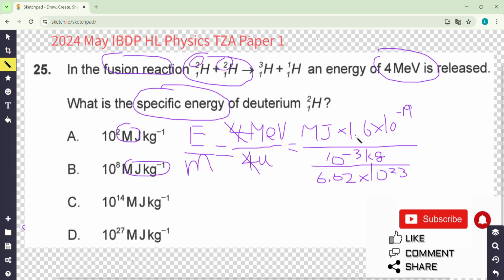Excellent. So how to calculate this one? The numerator is still there: 1.6 times 10 to the power negative 19. How to manipulate it? Look here. Over and over, so flip the Avogadro number and it becomes multiplication. And 1 over 10 to the power negative 3 becomes 10 to the power 3. So to estimate, first of all, 1.6 times 6 is nearly 10, so it's 1. So negative 19 plus 23 plus 3.